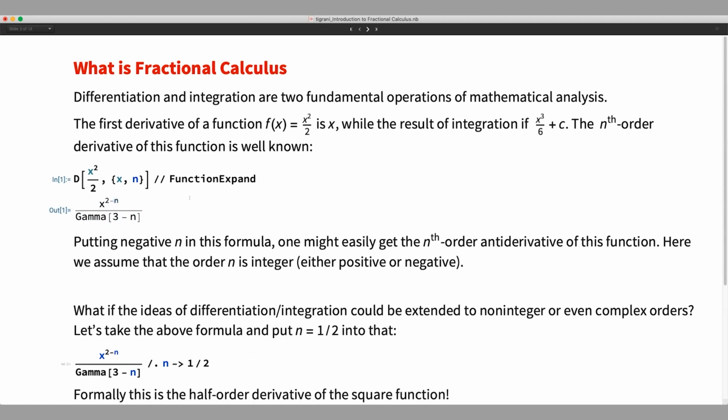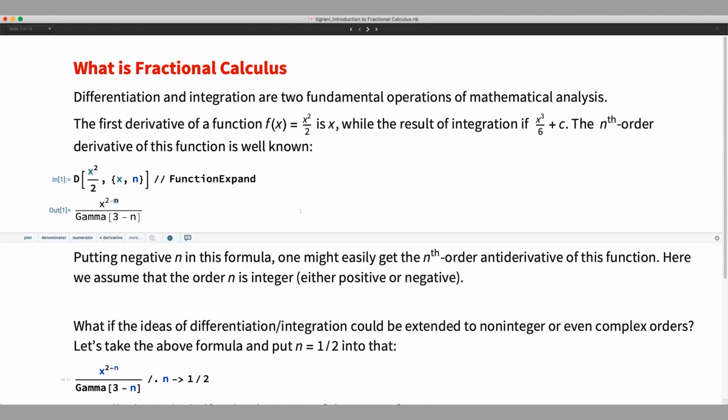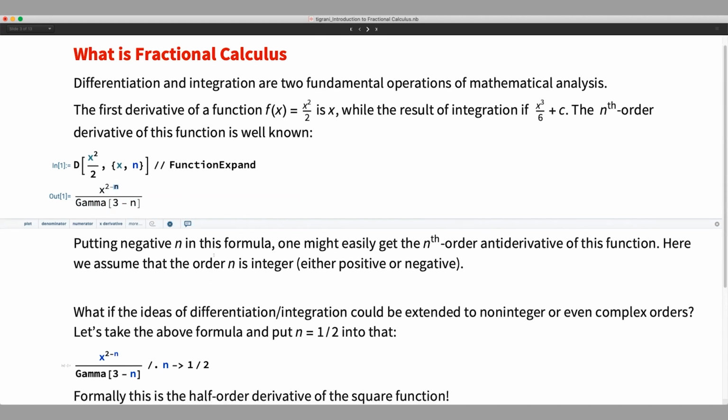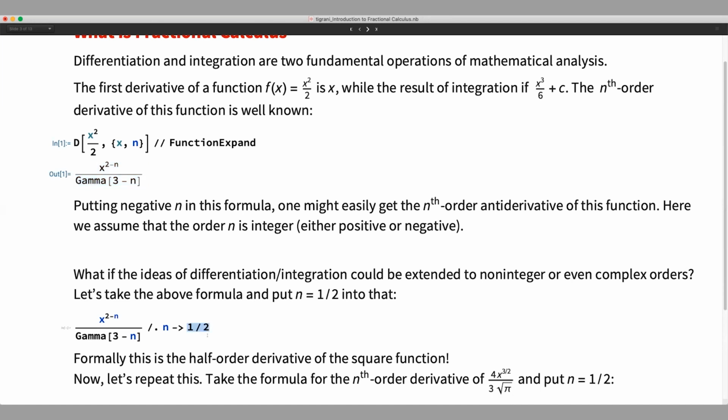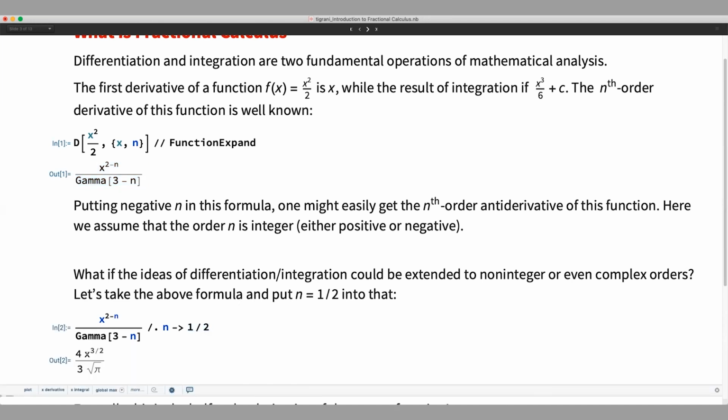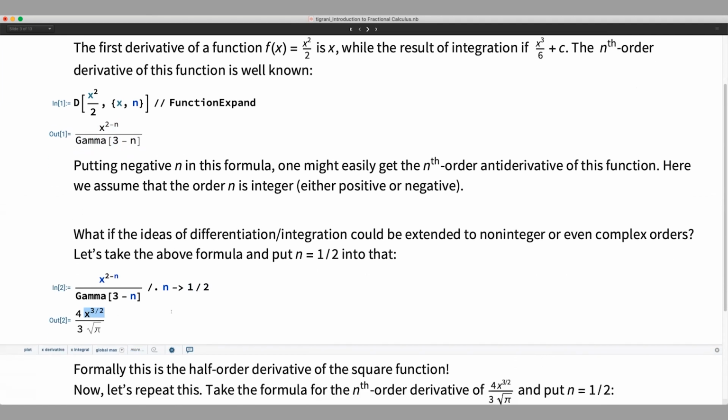However, when we're speaking about derivatives or integrals, we're always assuming that this order n is an integer, can be positive, negative, but it's an integer. So what if we could extend these differentiation, integration processes to non-integer or even complex orders? So let's make a small toy exercise. Let's take this formula for the nth order derivative of the square function and put one half into that. So the output will be something like this. And formally, this is nothing else than the half order derivative of the square function.